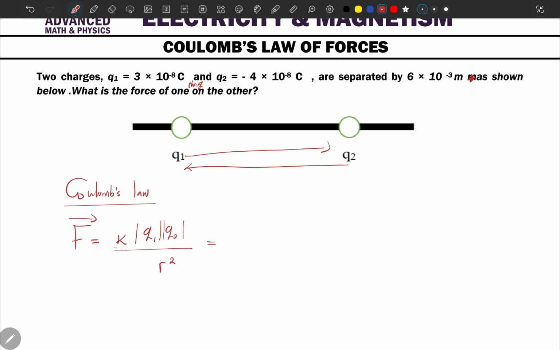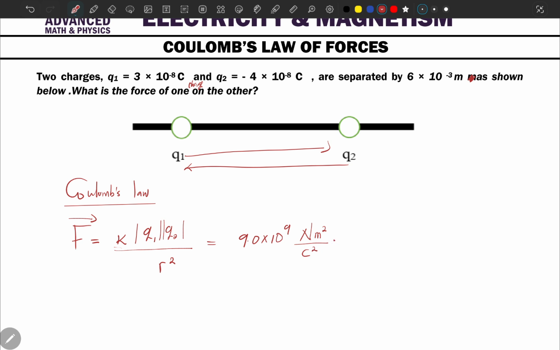It's very simple. K is a constant, usually given in exams, so you don't have to worry. Myself, I have it. We are going to use 9.0 times 10 to the power 9. It is usually given in units of newton meter squared over C squared, where C is for coulomb.